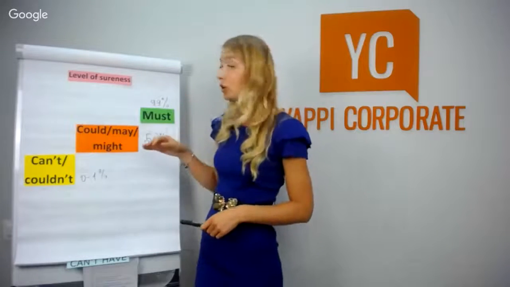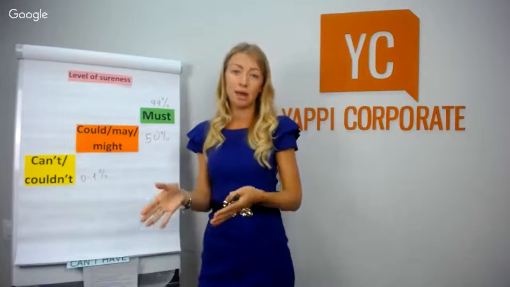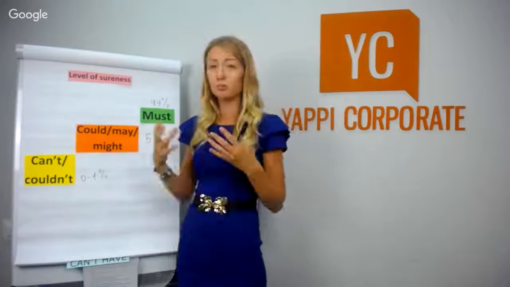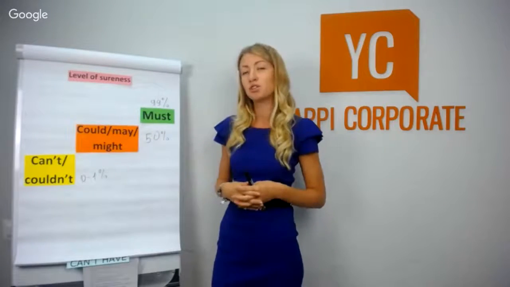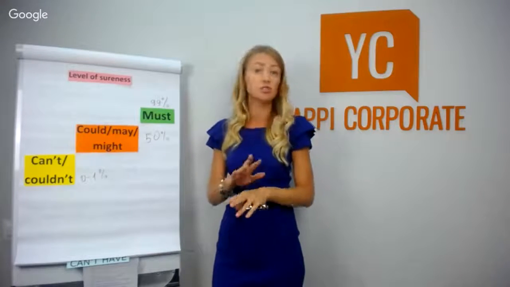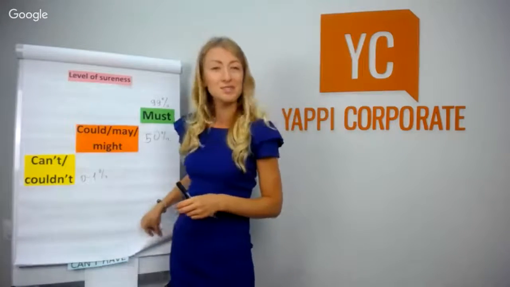So let's recap on what I have mentioned. Your choice of the verb directly depends on your certainty. So if you are the most percentage sure, you use must. 50-50 situation, possible, use could, may, or might. And can't or couldn't, that just could not have happened, right? So that's not true. All right, guys, we move on.